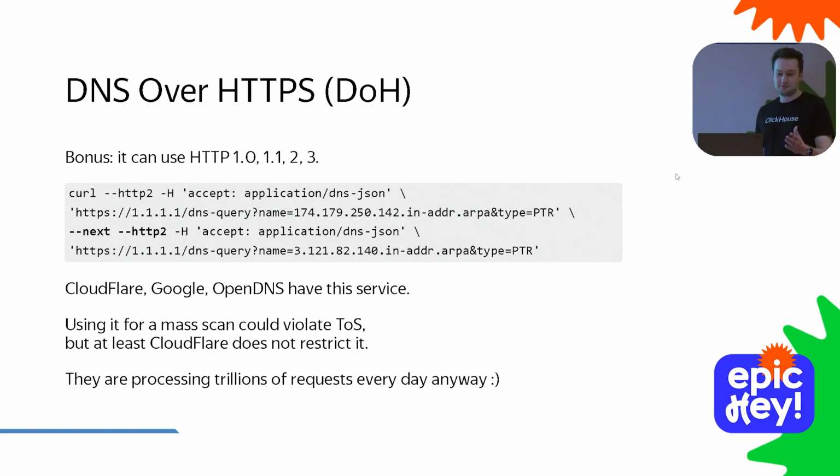Okay, as a bonus, you can use HTTP/1, HTTP/2, whatever. You can even pipeline multiple requests in a single connection. Actually not, okay, you can do multiple requests, and at least Cloudflare does not have any restrictions, at least I did not find any restrictions. Nevertheless, Cloudflare processes trillions of these requests every day. So if I do just 4 billion, they should not notice. It is just a drop in the ocean.